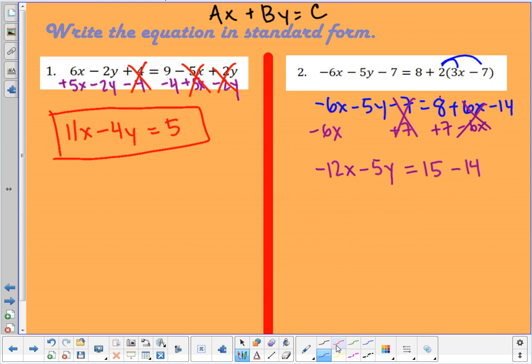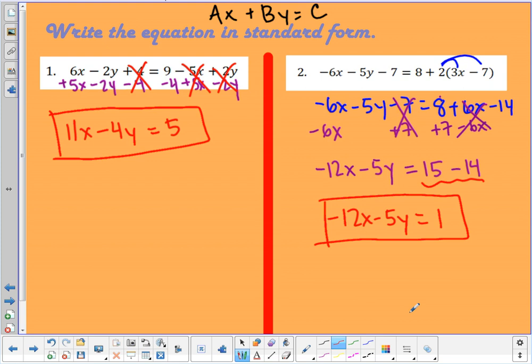Then if I combine those, these are both constants. I can put them together. The negative 12x minus 5y is fine, and 15 minus 14 is 1. So I have x term, y term, constant on the right, and I'm good.